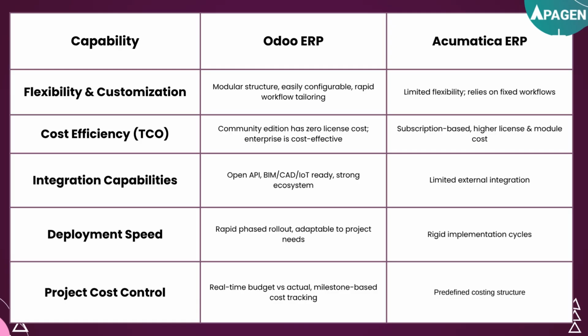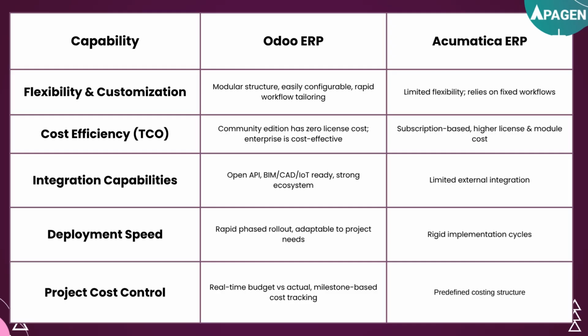Then if we talk about integration capabilities, EPCs rely on integrating engineering, execution, finance, and more. In this case, Odoo has open APIs, is BIM, CAD, and IoT ready, and has a strong ecosystem. On the other hand, Acumatica has limited external integrations. Coming to deployment speed, EPC projects can't afford year-long ERP rollouts. Odoo has a rapid phased rollout and is adaptable to project needs, while Acumatica has a rigid implementation cycle.